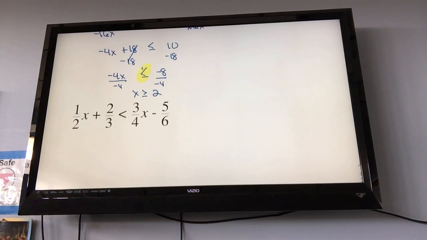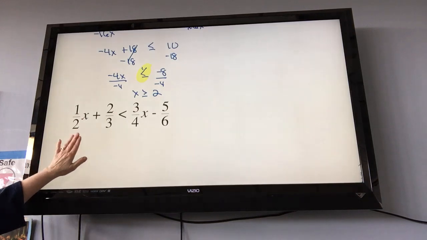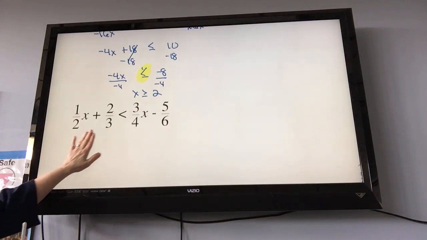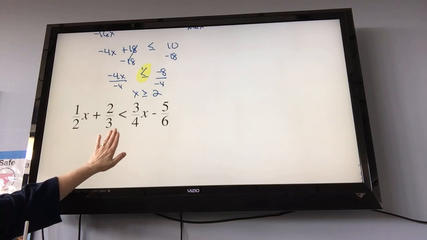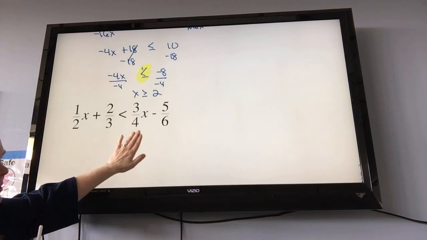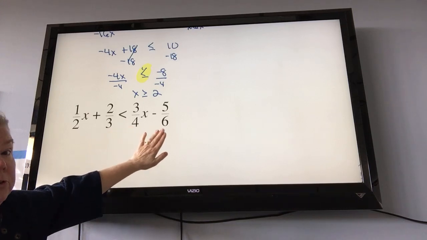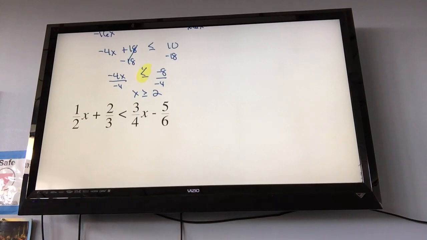Last one. The solving part's not hard. The hard part is getting the fractions eliminated, okay? So, common denominator, we start with 6. Does 2 go into 6? Yes. Does 3 go into 6? Yes. Does 4 go into 6? No. So we go to our next multiple of 6, which would be 12.